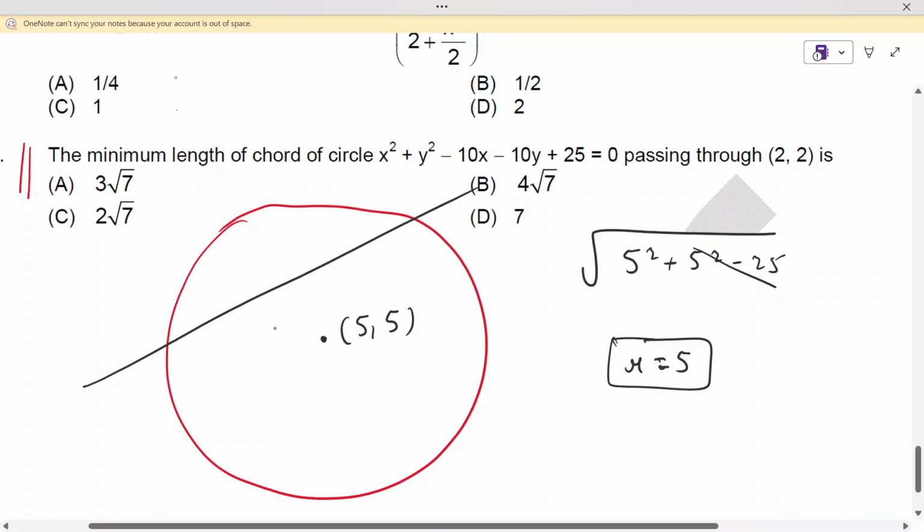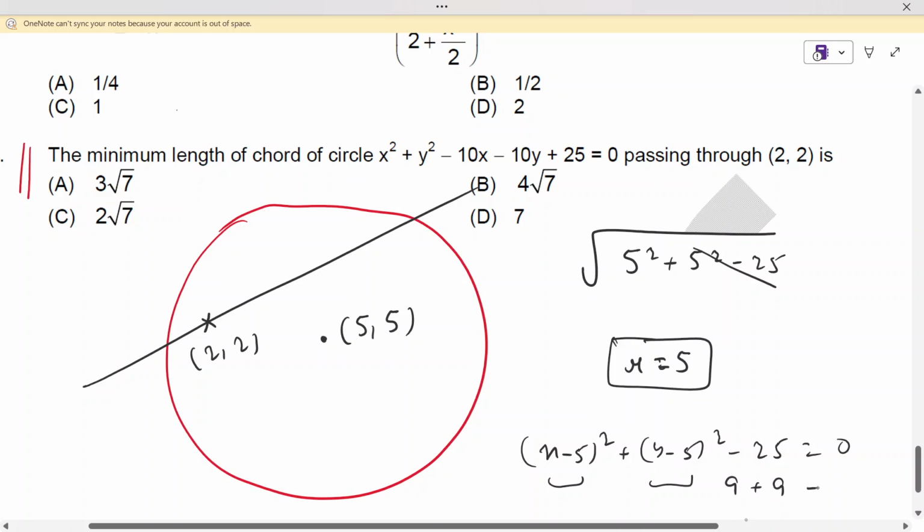2 point. So let's say this chord is passing through 2, 2, and maybe the 2, 2 is lying inside the circle. You can check it once. It's x minus 5 whole square plus y minus 5 whole square minus 25 should be equal to 0. So this is like 2 minus 5, 2 minus 5 square. Outside or inside? Like 2, 2 point. 9 plus 9 minus 25. That is negative, isn't it? It's lying inside, no?